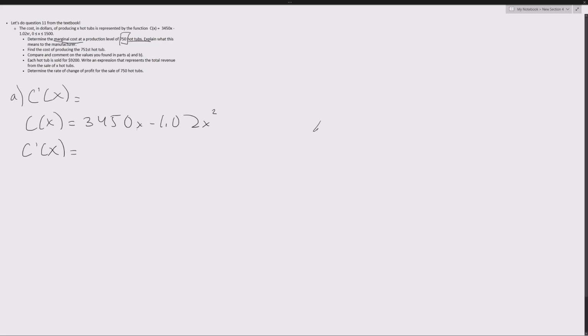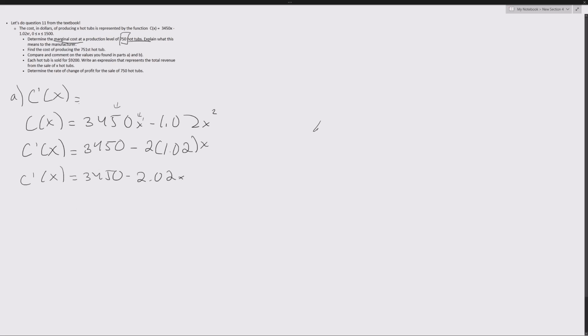We have a constant times a single variable, right? This has a power of 1. So when we find the derivative of it, it's simply 3,450. This one's a little bit more complicated, but using the power rule, we know that the 2 gets multiplied by 1.02. Then the power gets decreased by 1, which leaves us with just x. If you want to simplify this, then we would get 3,450 minus 2.02x.